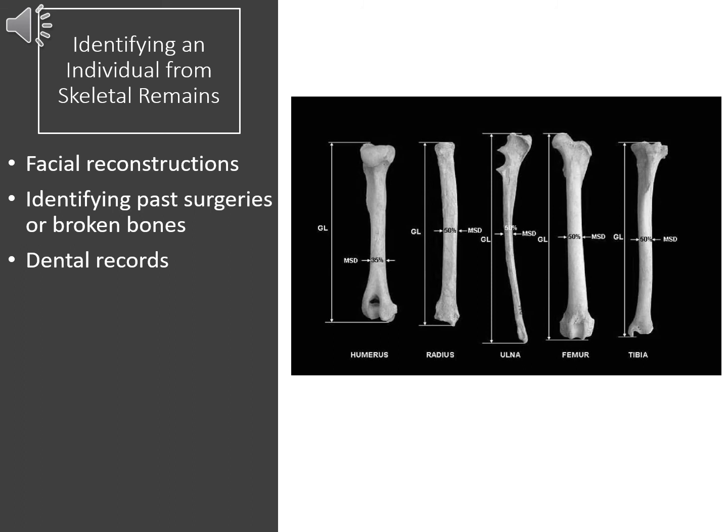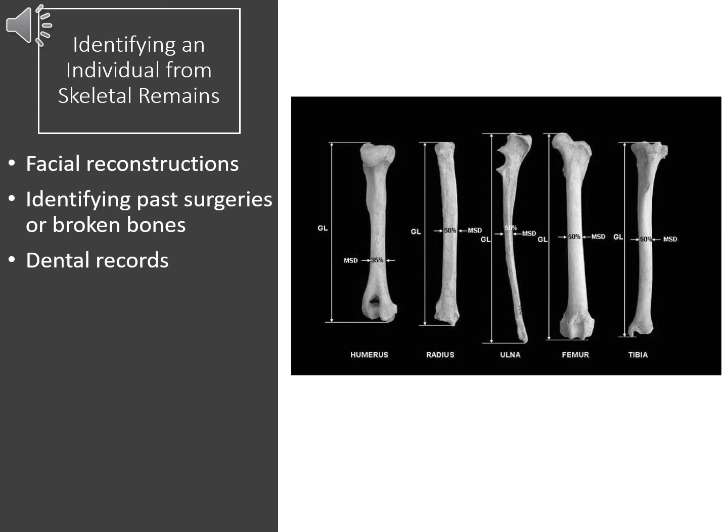All right, so far talking about things like sex and race, those are class characteristics. How about identifying an individual from skeletal remains, getting down to not only just the race or the sex, but the specific person that we might be looking at? Well, forensic anthropologists can use software to make facial reconstructions that can give surprisingly detailed representations of how that person looked just from the skeletal remains. Identifying past surgeries or broken bones that might help identify a person individually based on their medical history.